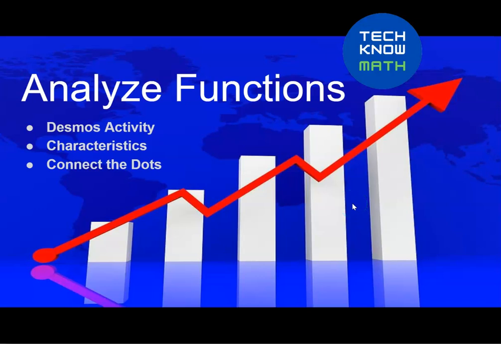Welcome back. We're looking at lesson number 7 in the Algebra 1 curriculum, and today we're going to analyze functions. The 3 activities we have are a Desmos activity. The bulk of your time will be in that activity, and then characteristics. These are going to be in your slides, and then connect the dots. And on that, it's a pretty quick activity. Kids are just going to complete domains to connect some 5 points on a graph.